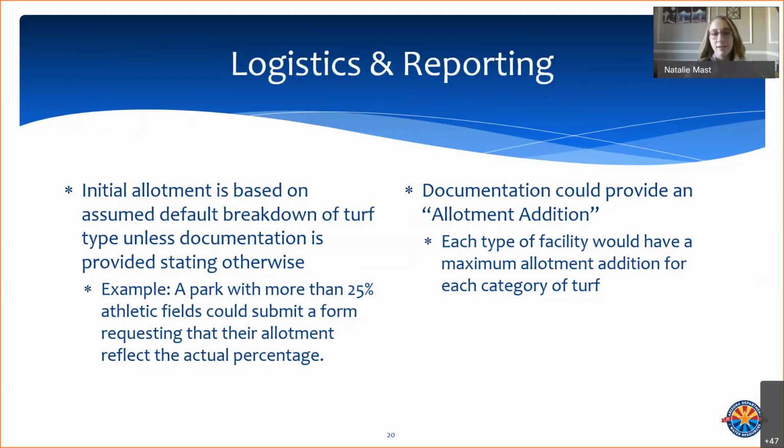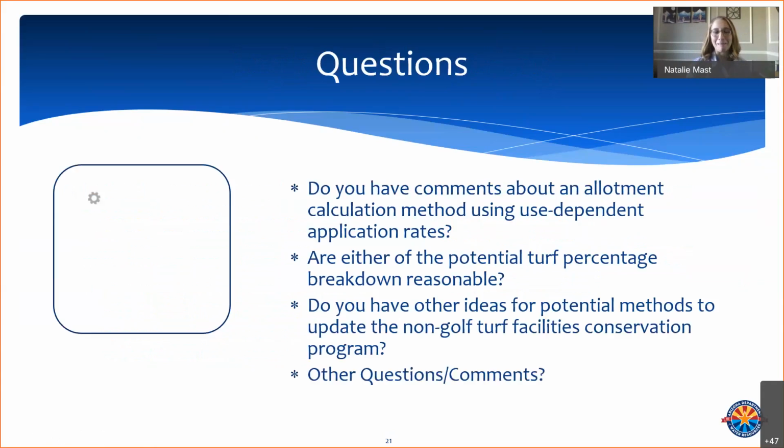So with that, I think we can move to the next slide and we will take any questions that you may have on this. I know we threw a whole lot of information at you just now. So we'll pause for a minute here. We would like to take any questions you may have about this allotment calculation, your thoughts on whether this kind of use-dependent application rate might be functional, and whether the percentage breakdowns we might have are reasonable. And we'd be happy to go back to any previous slides if that would be helpful for people.